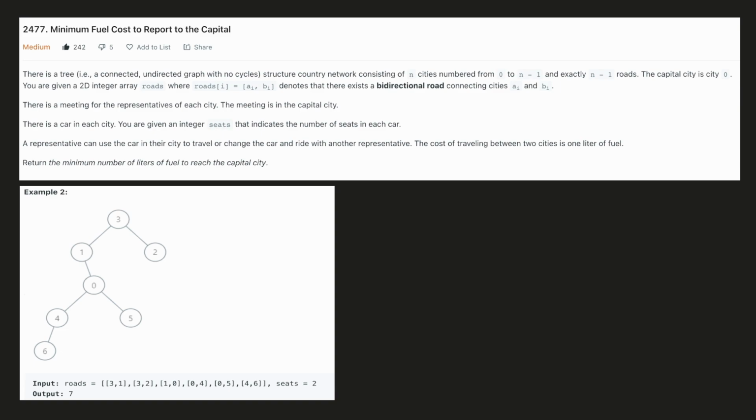We are given an undirected graph with no cycles, where each node represents a city. There are n cities and n minus 1 roads. We are also given that the capital city is node 0.